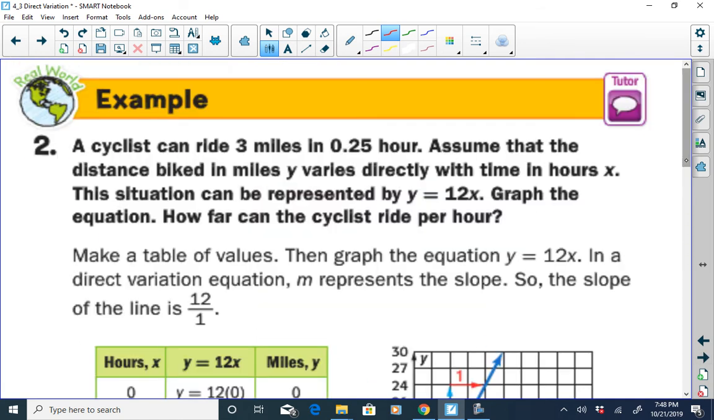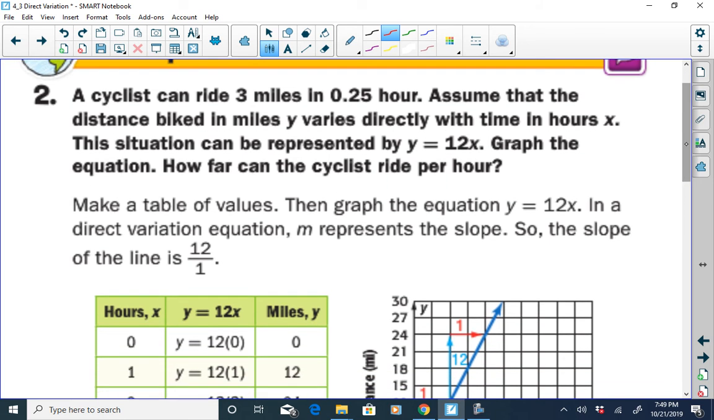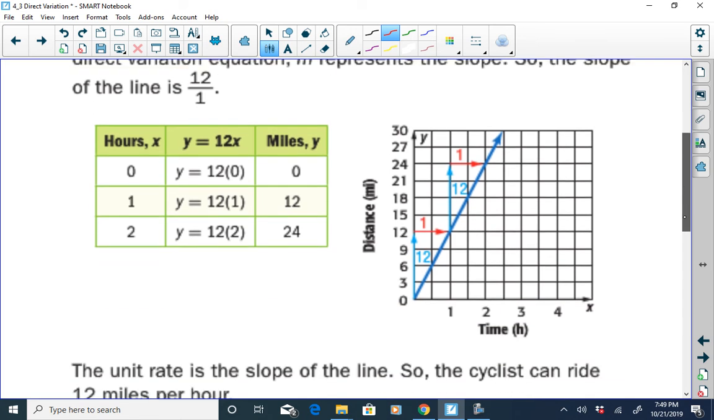All right, let's take a look at the next example here. A cyclist can ride 3 miles in 25 hundredths of an hour. Assume that the distance biked in miles, y, varies directly with the time in hours, x. This situation can be represented by the equation y is equal to 12 times x. Graph the equation. How far can the cyclist ride per hour? Well, if we graph it, we know that the slope here is going to be 12 because that's the coefficient of x.